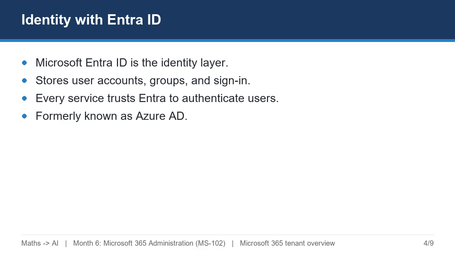Underneath all of it sits Microsoft Entra ID, which you may still hear called Azure AD. This is the identity layer. It stores the user accounts, the groups, and the authentication that every other service trusts. When someone signs into Outlook or Teams, it's Entra that checks who they are. Identity is the foundation everything else stands on, so we'll spend the whole next lesson on it.